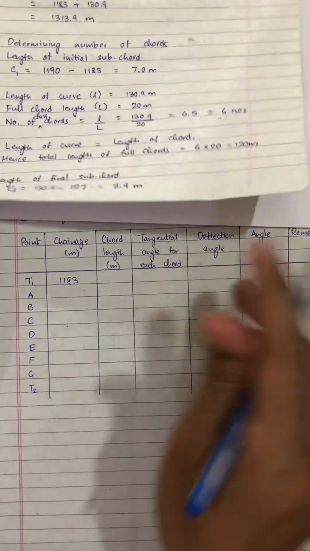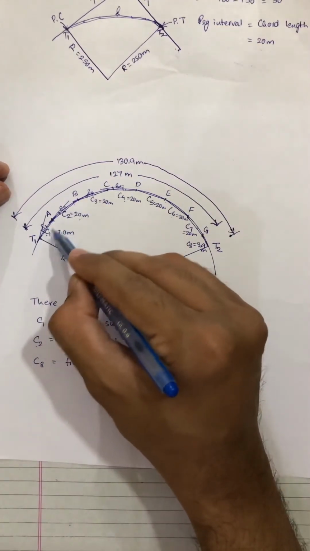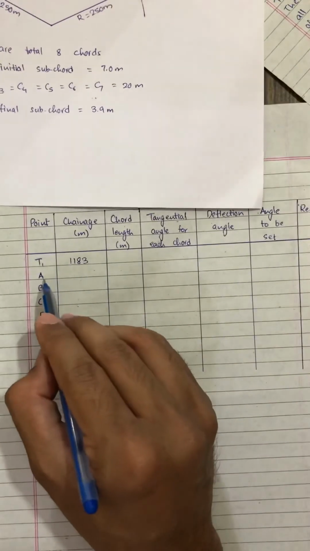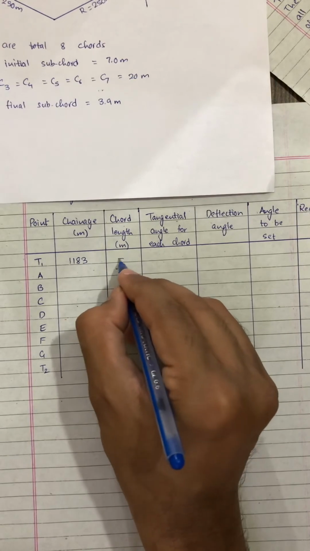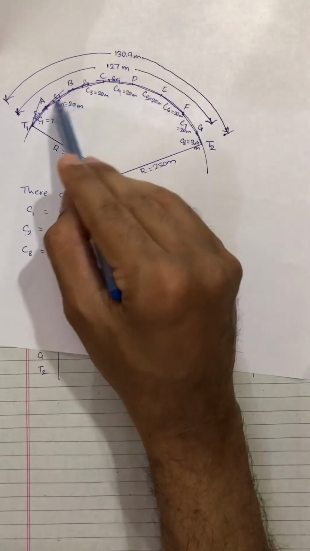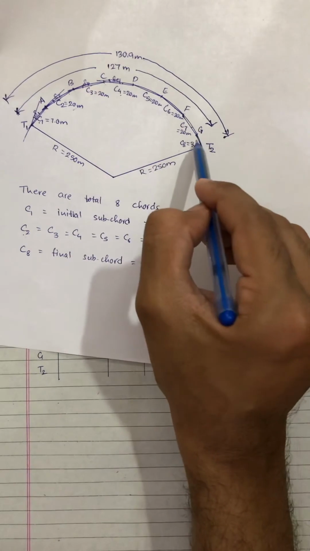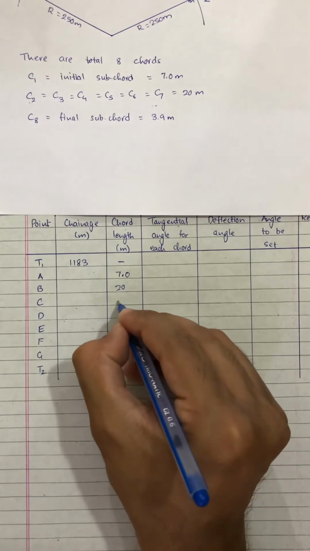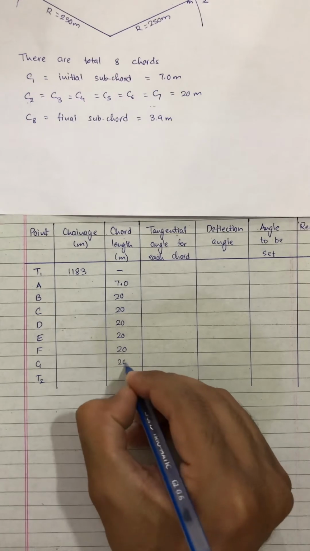Now chord length was also calculated. See, from T1 to A, the chord length is given as 7 meters. This row will be blank now. Okay. Next, from A to B, the chord length is 20 meters. From B to C it is 20, C to D 20. Till G it will be 20 meters. So all these values will be 20 meters, and it will be till G.